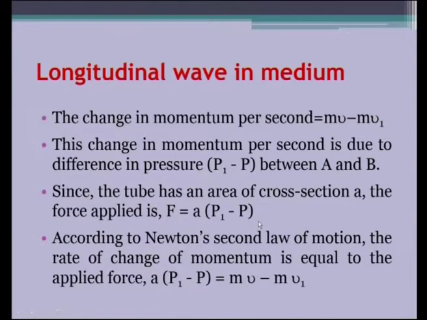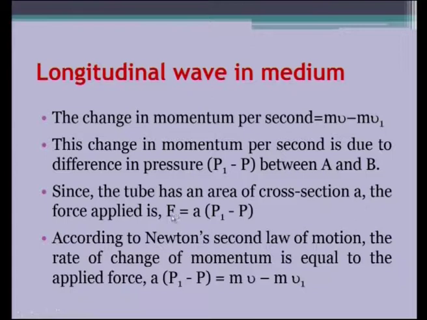We very well know the force could be obtained by multiplying the pressure difference and the area of cross section. So, that is what is done here. So, the final expression for force is arrived like this: F is equal to the area of cross section multiplied with difference in pressure. According to Newton's second law of motion, the rate of change of momentum is equal to the applied force. So, we are equating the rate of change of momentum, which is taken on the right hand side. On the left hand side we write the expression for the force that is applied.